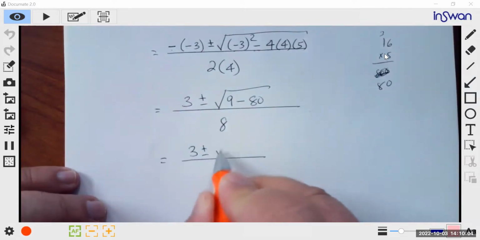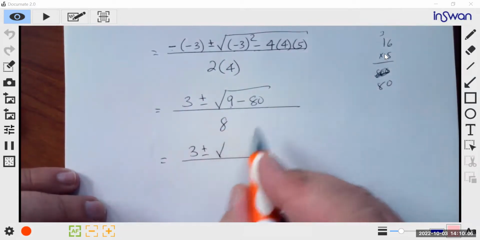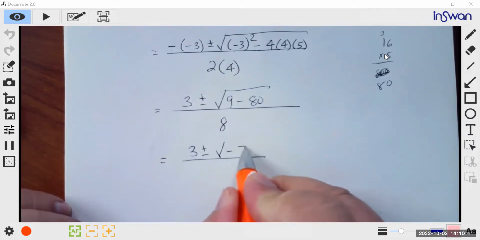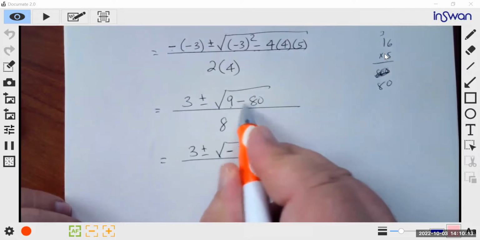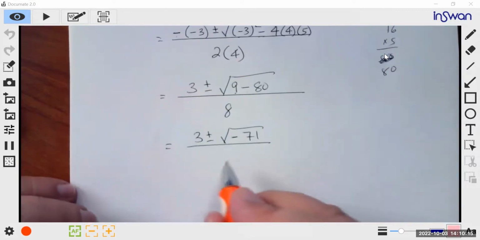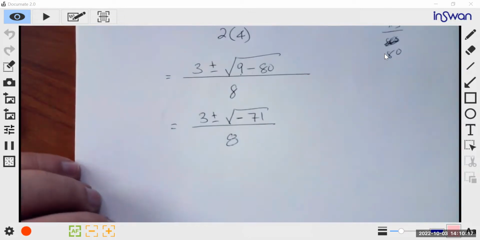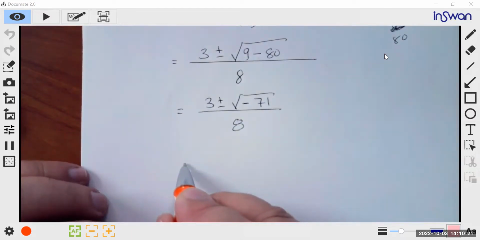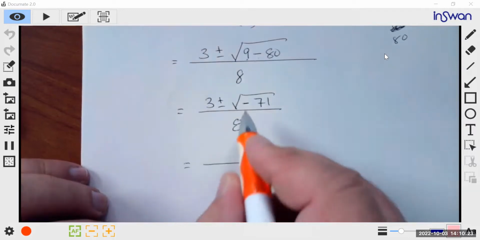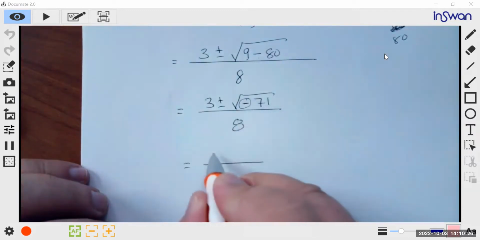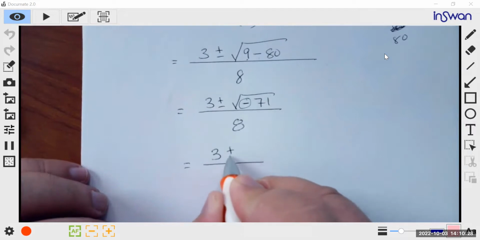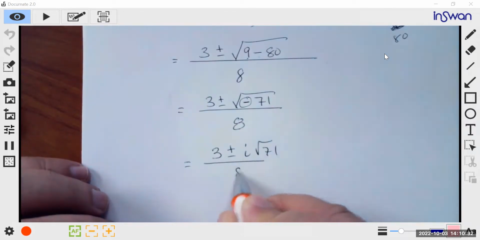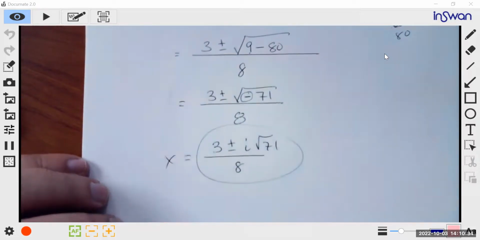3 plus or minus, so 9 minus 80 is -71, because 80 is bigger, it's negative. The answer is negative. So, since that's a negative inside there, our answer is 3 plus or minus i radical 71 over 8. Those are my x-intercepts.